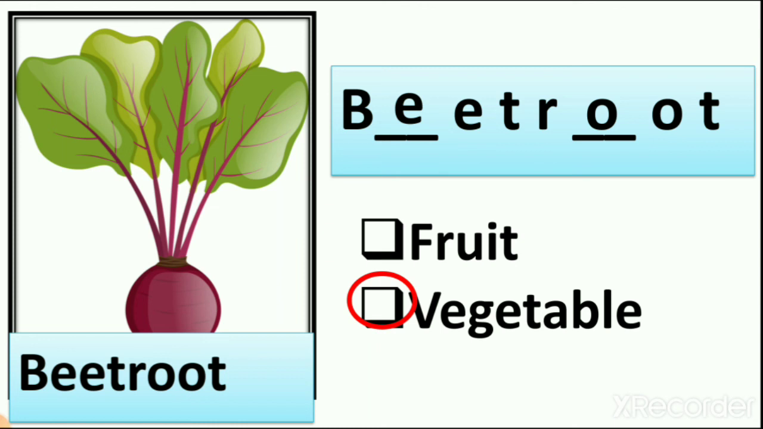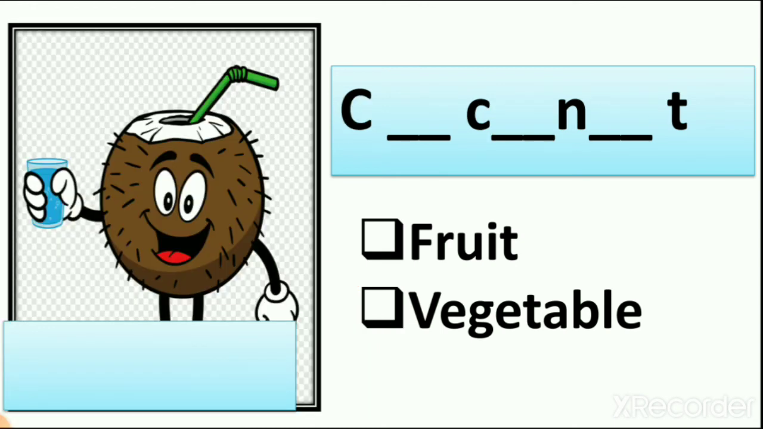Now let's see which is the next. Brown color food and it gives us water. It's also available in green color. When it dries we get this brown color. Yes, it is a coconut. So coconut is the food which we get from the plant, and we eat coconut and we also drink the water of coconut, and it is also very healthy.